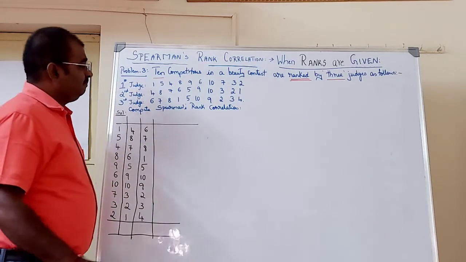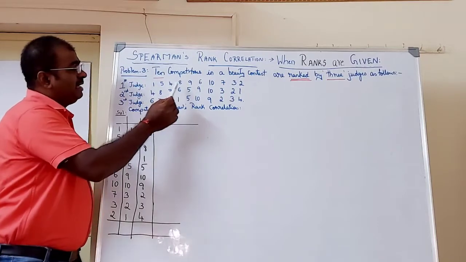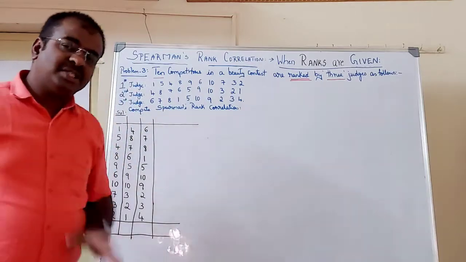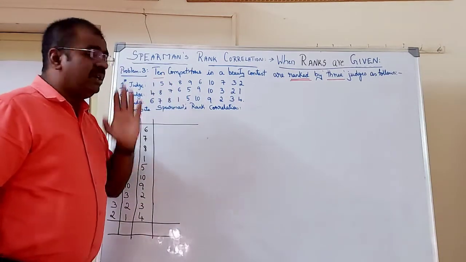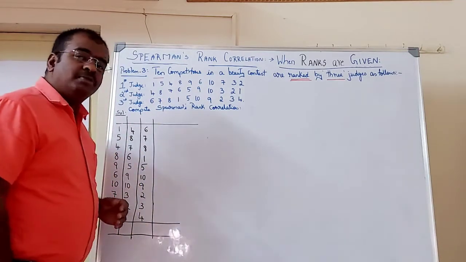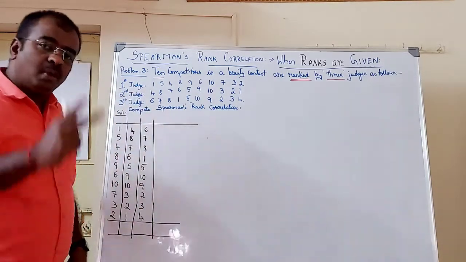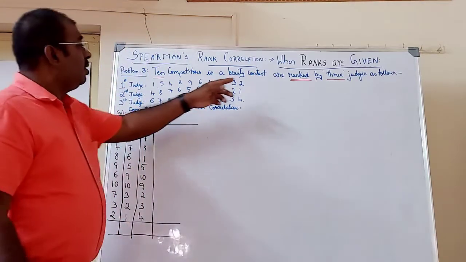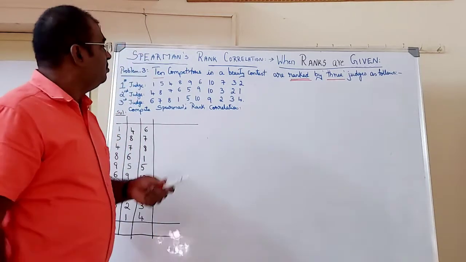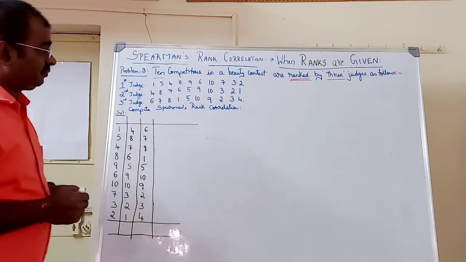Now if we observe contestant number 4, judge number 1 gives the 8th rank, judge number 2 gives the 6th rank, and judge number 3 gives the 1st rank. So there are extreme differences between the ranks given by the 3 judges. The objective of solving this problem is to find out, of these 3 judges, which 2 judges' correlation is very close or very high. So that is the objective of identifying Spearman's rank correlation.